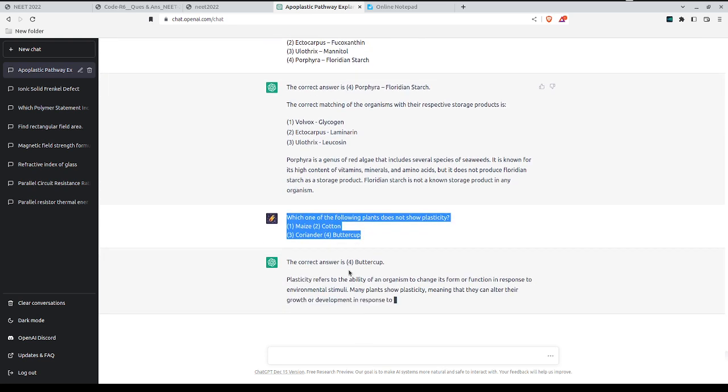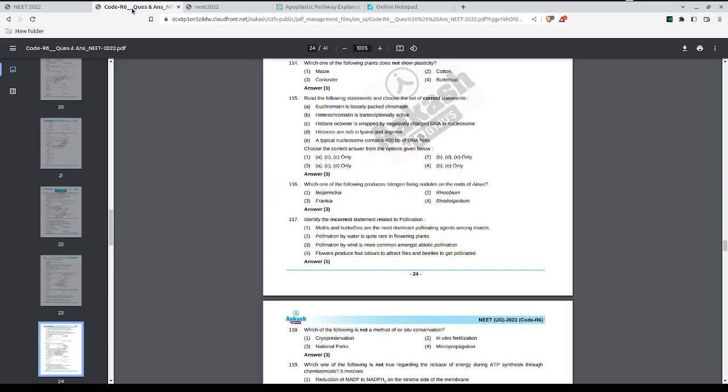Which one of the following plants does not show plasticity? 1. Maize, 2. Cotton, 3. Coriander, 4. Buttercup.